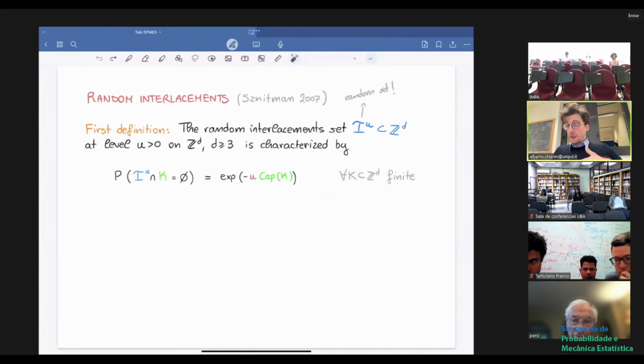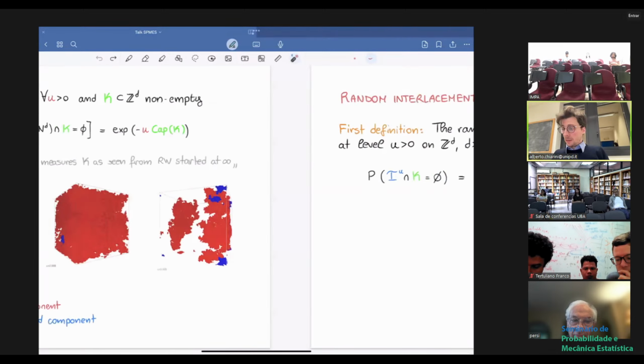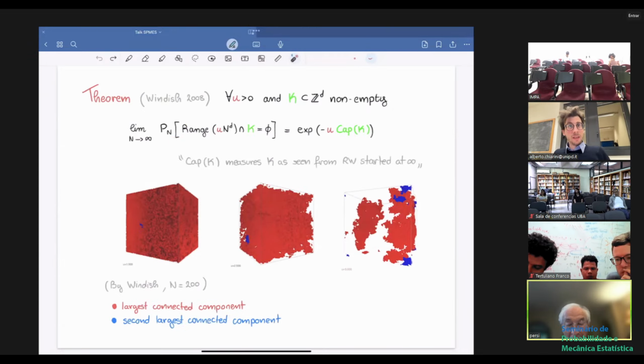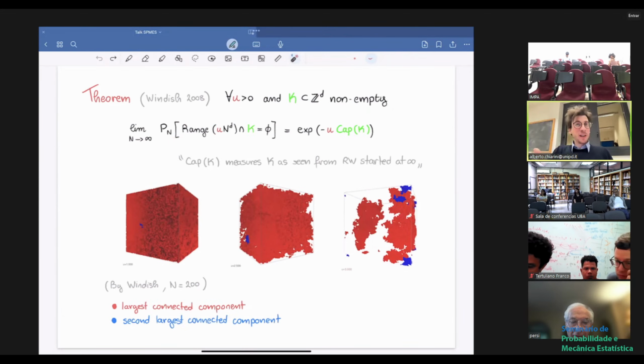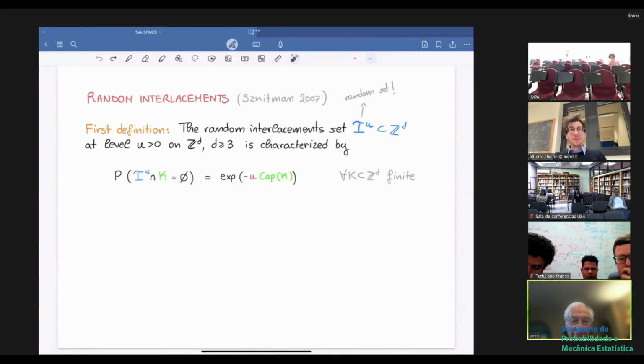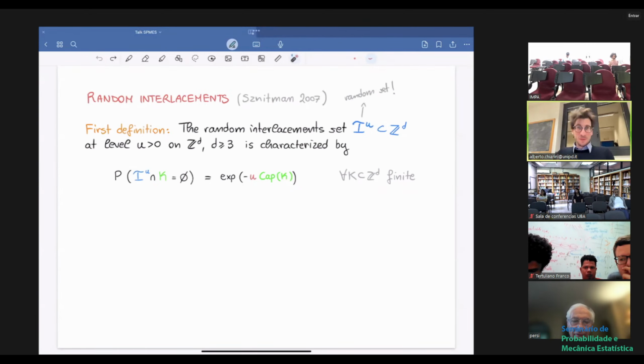And you define the random interlacements as a random subset of Z^d for which this is true. So this is a random subset of Z^d, of the whole lattice now. And it is meant exactly to capture this picture. I will give a more constructive definition in a second, really by random walks, so it will be more clear.